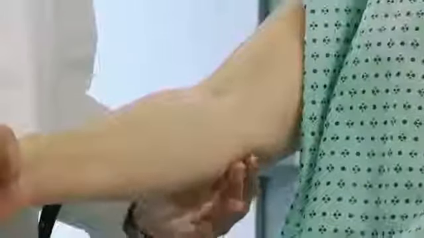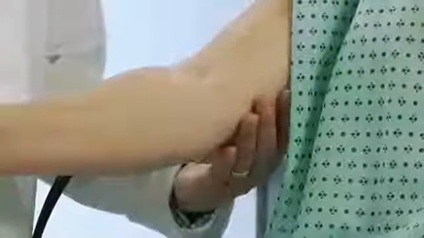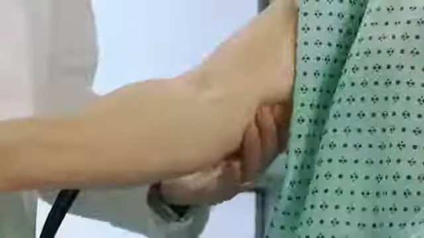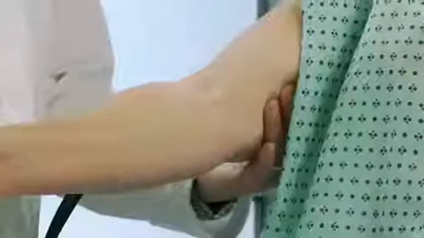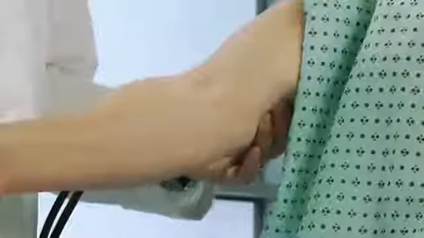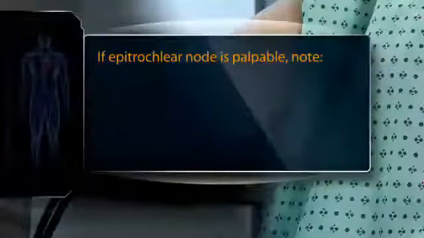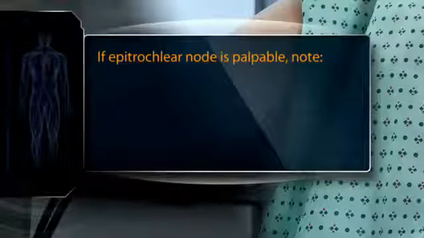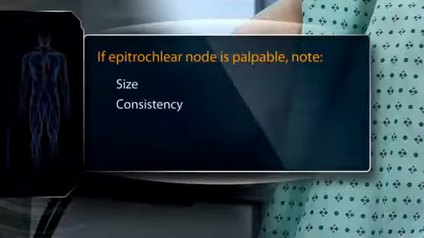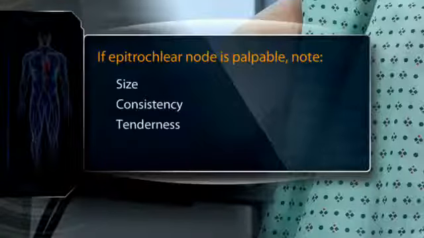Next, try to feel for one or more of the epitrochlear nodes. With the patient's elbow flexed at approximately 90 degrees and your hand supporting the forearm, feel in the groove between the biceps and triceps muscles about 3 centimeters above the medial epicondyle. If the epitrochlear node is palpable, note its size, consistency, and tenderness. These nodes are difficult or impossible to identify in most healthy people.